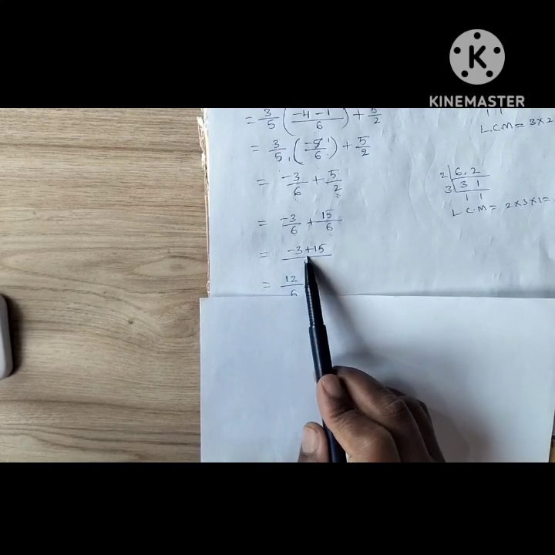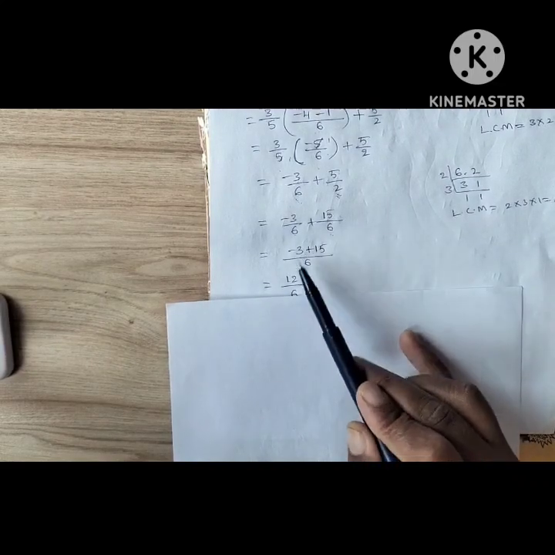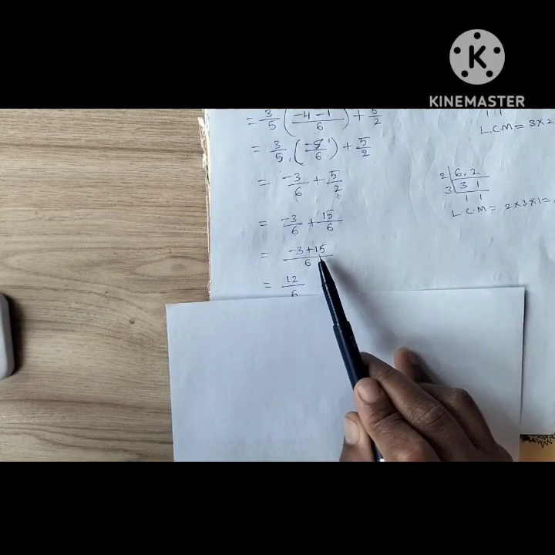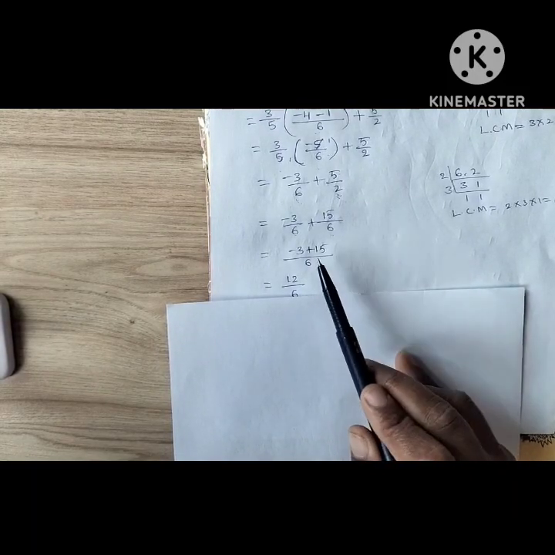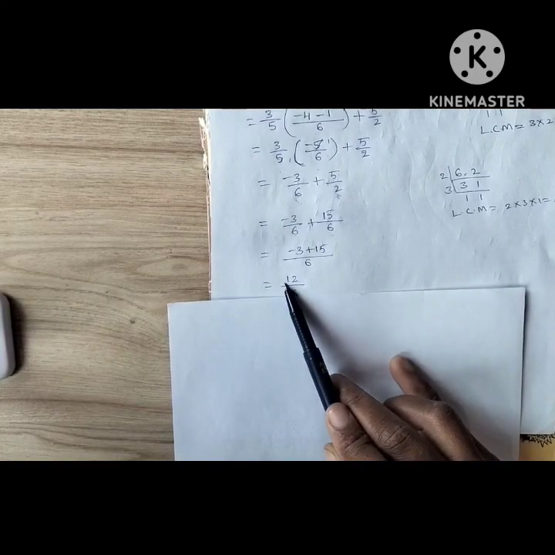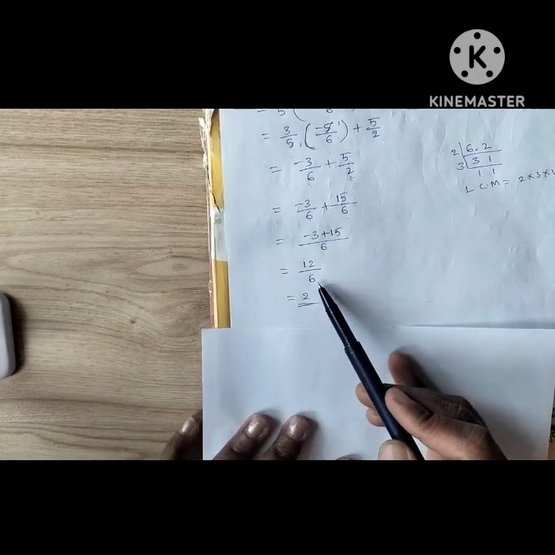One is minus here, one is plus here. So if the different sign is there, it means we have to subtract it. 15 minus 3 is 12. Then we have to keep the bigger number sign. Of 3 and 15, 15 is the bigger number, so that bigger number's sign, plus, is written as it is. The remaining 6 in the denominator is written as it is.